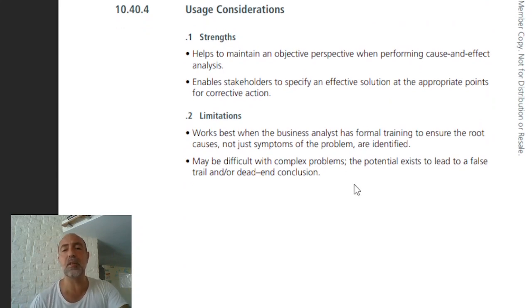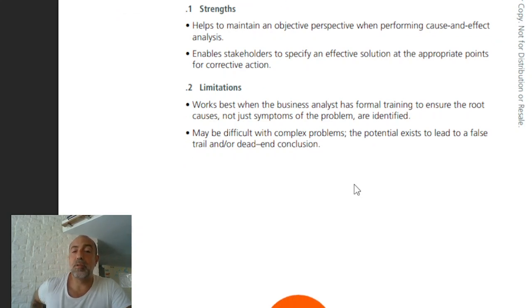Strengths: it helps to maintain an objective perspective when performing cause and effect analysis. It enables stakeholders to specify an effective solution at the appropriate points for the corrective action. And what are the limitations? Works best when the business analyst has formal training to ensure the root cause is not just a symptom of the problem. Formal training. It's interesting. Who the fuck knows what formal training is? May be difficult with complex problems. Potential exists because complex problems have more than one.